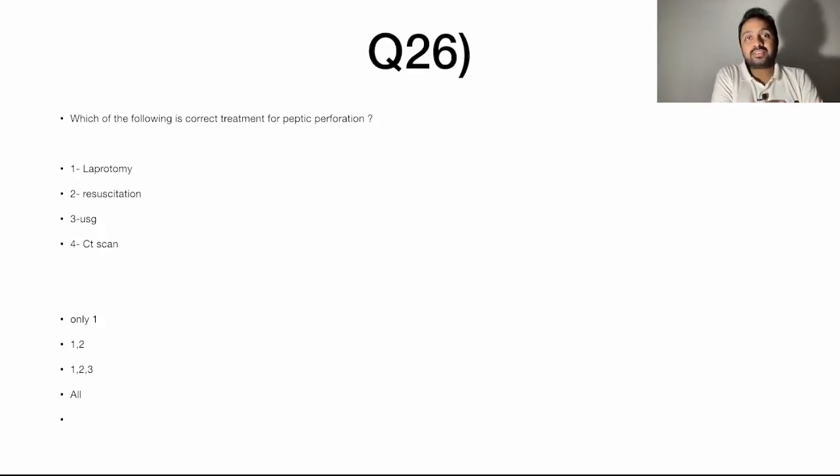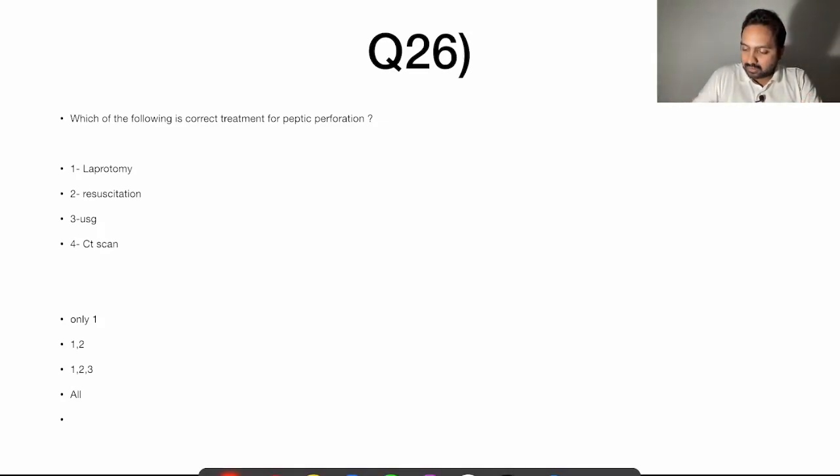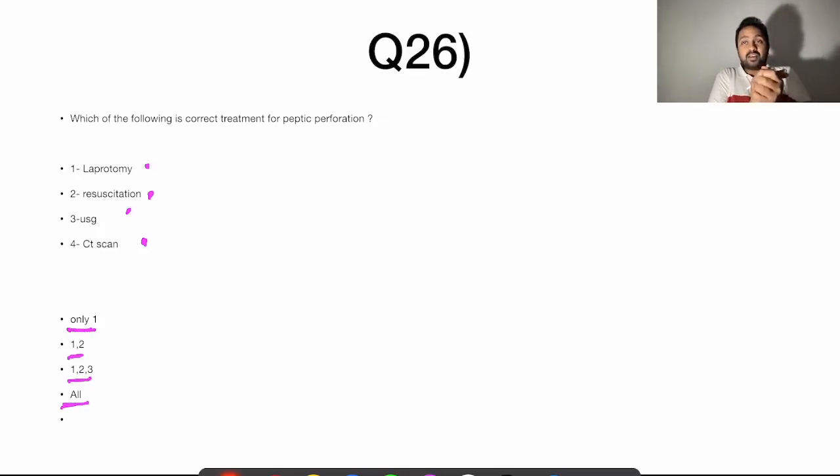So which of the following is correct treatment for your peptic perforation? Options: laparotomy, resuscitation, USG, CT scan. Options being only 1, 1 and 2, 1, 2, 3, all. So what would be the answer for this?